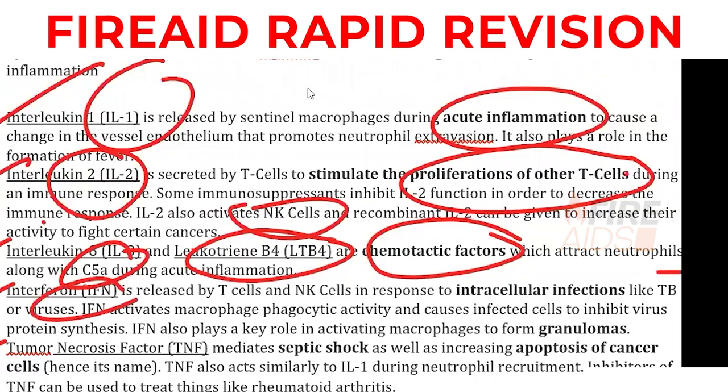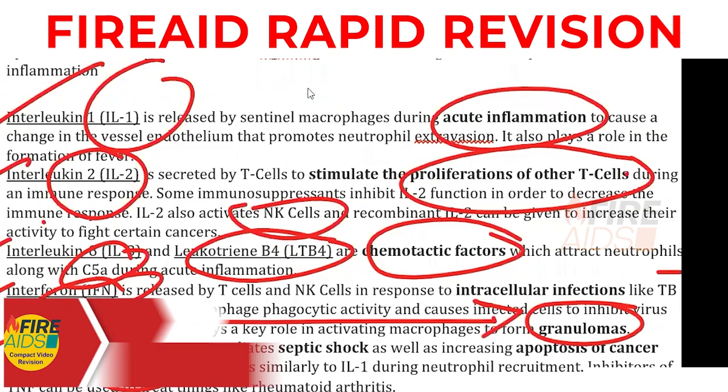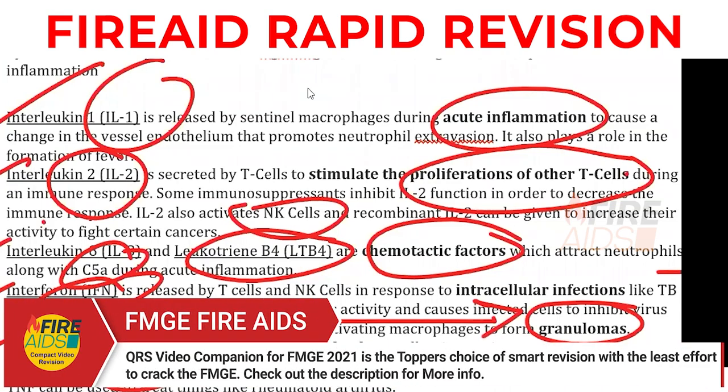Next is interferons. So interferons, you need to remember, are involved in granuloma formation. Interferons means granuloma formation. That is the point I want you to remember. For example, TB. Okay, so tumor necrosis factor means it is tumor necrosing factor. So apoptosis of cancer cells.